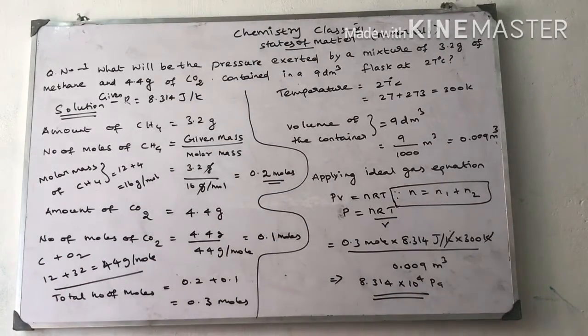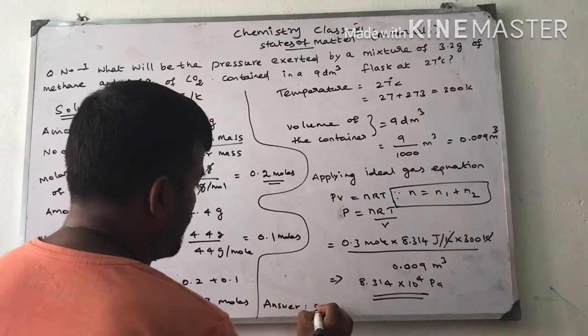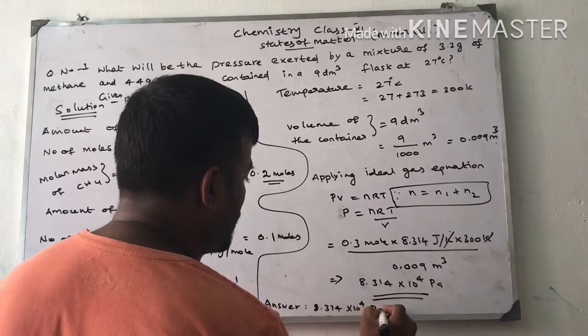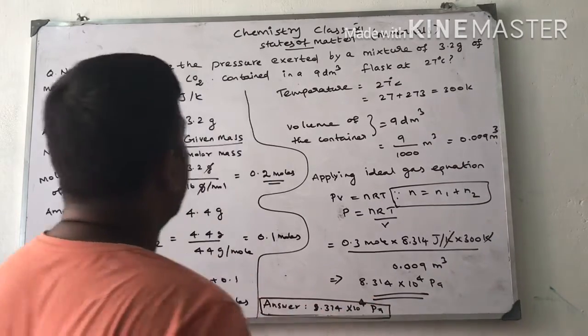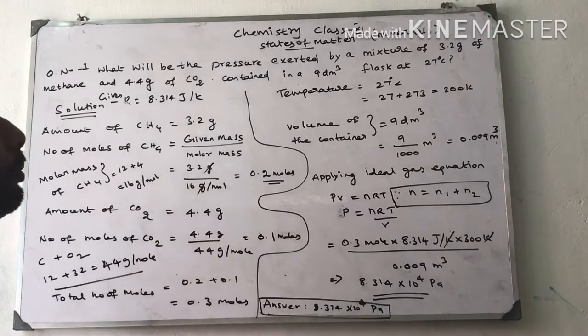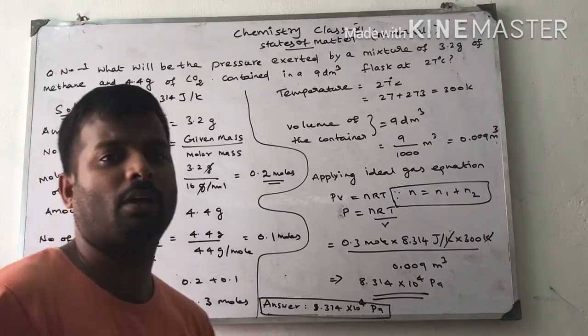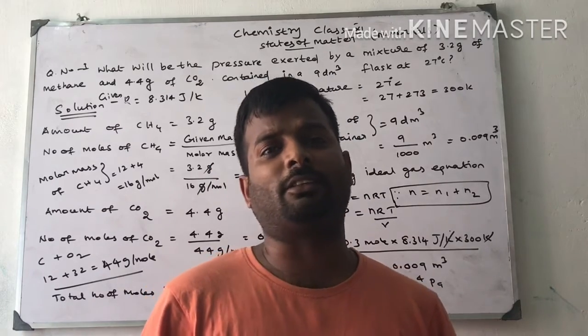What will be the pressure exerted? Answer is equal to 8.314 into 10 to the power 4 Pascal. Here they are not giving two volumes, two pressures. They are just giving the volume only. We have to find the pressure. In such cases, we use the ideal gas equation.